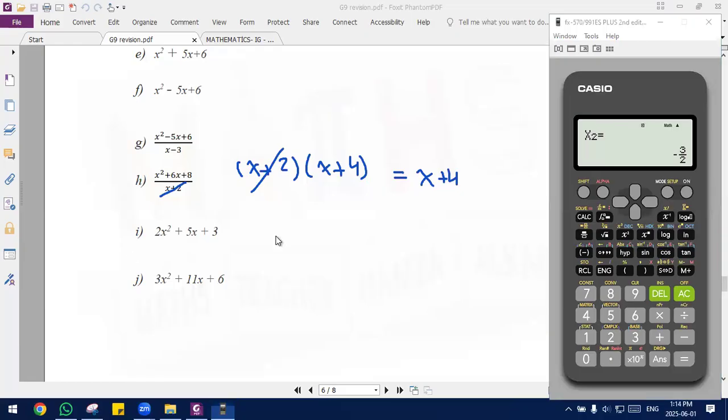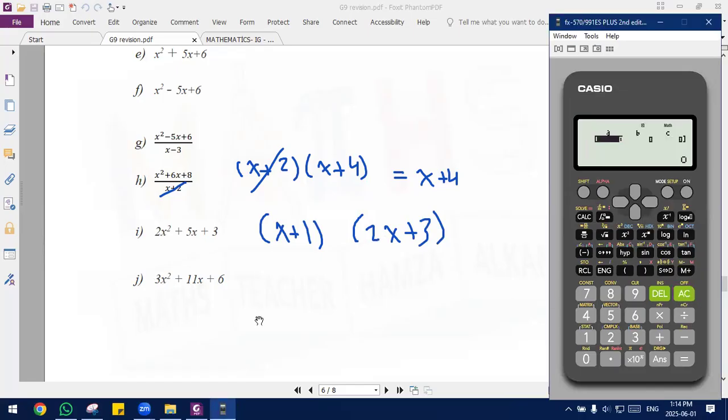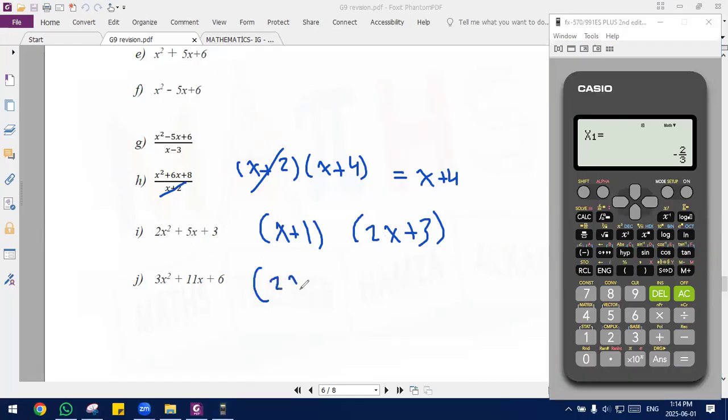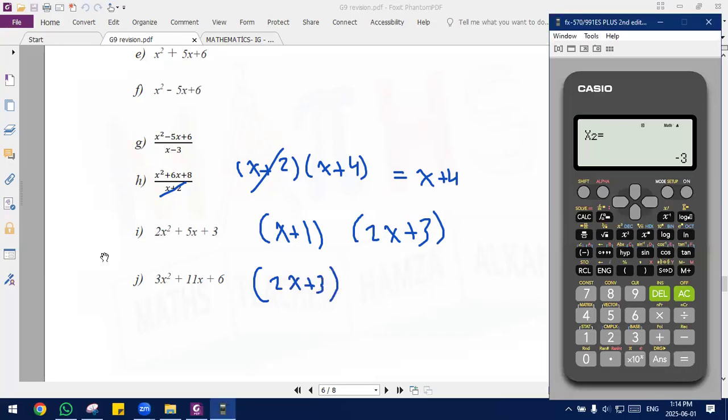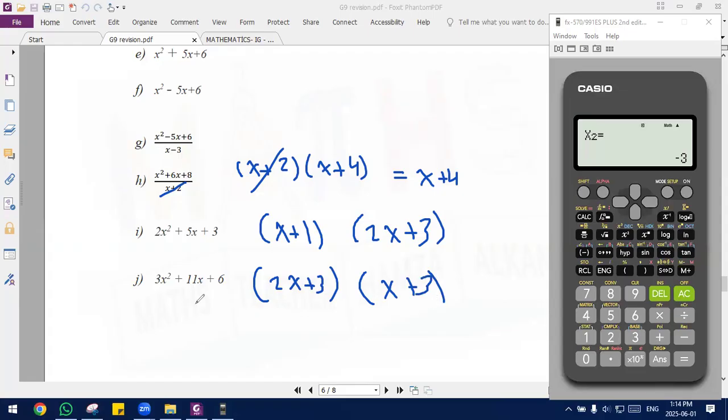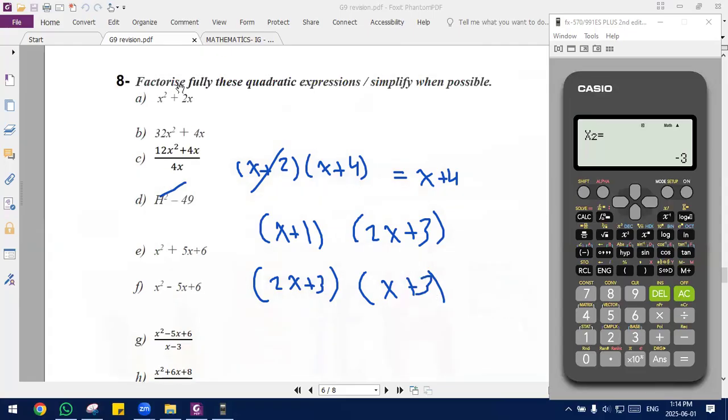Let's do it slowly. This is x, plus 1. Then 2x plus 3. Perfect. You remembered. Because we cannot write it as a fraction, so we times by 2. 2x plus 3. Excellent. Next, then 3, and then 11, then 6. So 2x plus 3, then x plus 3. Perfect. See, maybe we made it in less than 5 minutes. This one is easy, yeah.